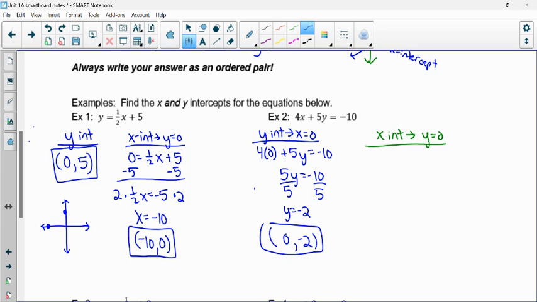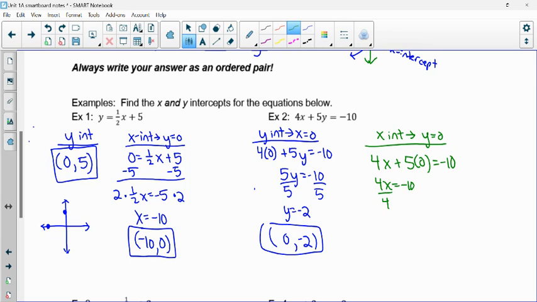For this one, again, for the x-intercept, we put 0 in for the y. So I would do 4x plus 5 times 0 equals -10. Five times 0 is 0.